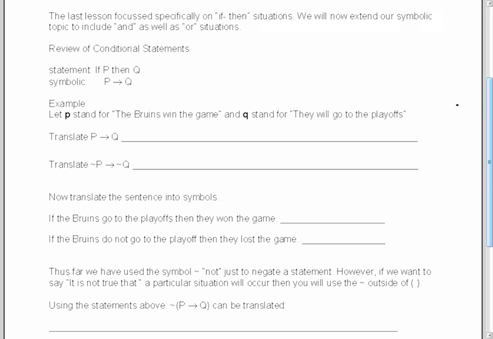What did we say that an arrow represented? Which is called a what? Conditional. Try to get in the habit of saying the phrase conditional or the word conditional. If the Bruins win the game, then they will go to the playoffs.